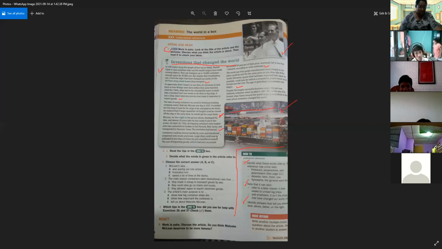En el tercer párrafo, the idea of using containers occurred to American trucking company owner Malcolm McLean one day in 1937. Frustrated by how long it took for his cargo to be unloaded at the docks, he realized that if a larger quantity of freight could be moved off the ship at the same time, he would get his cargo faster, ok?